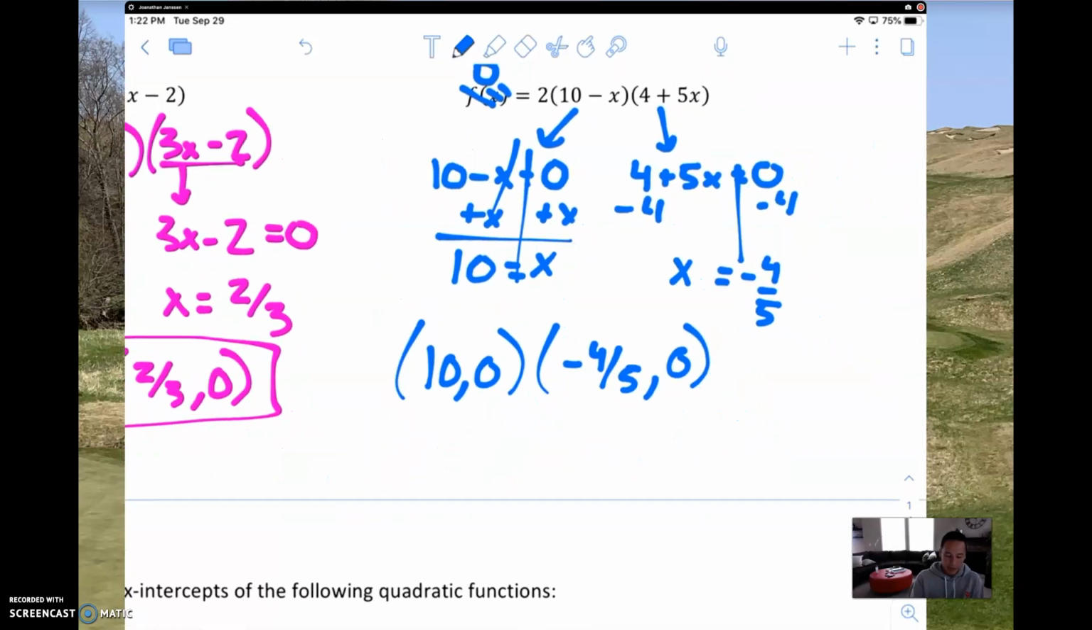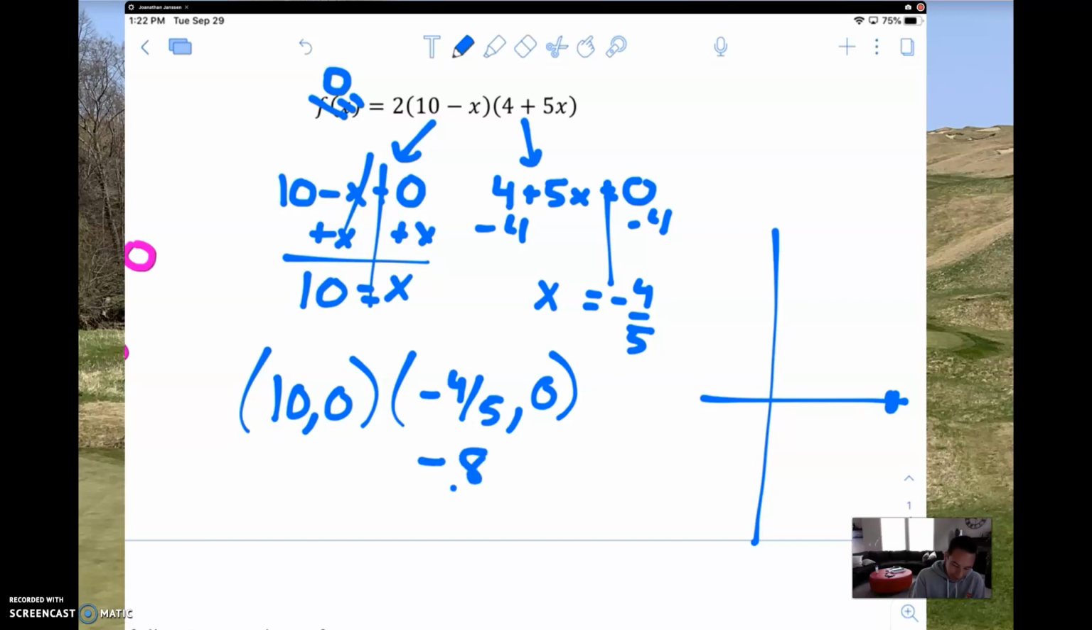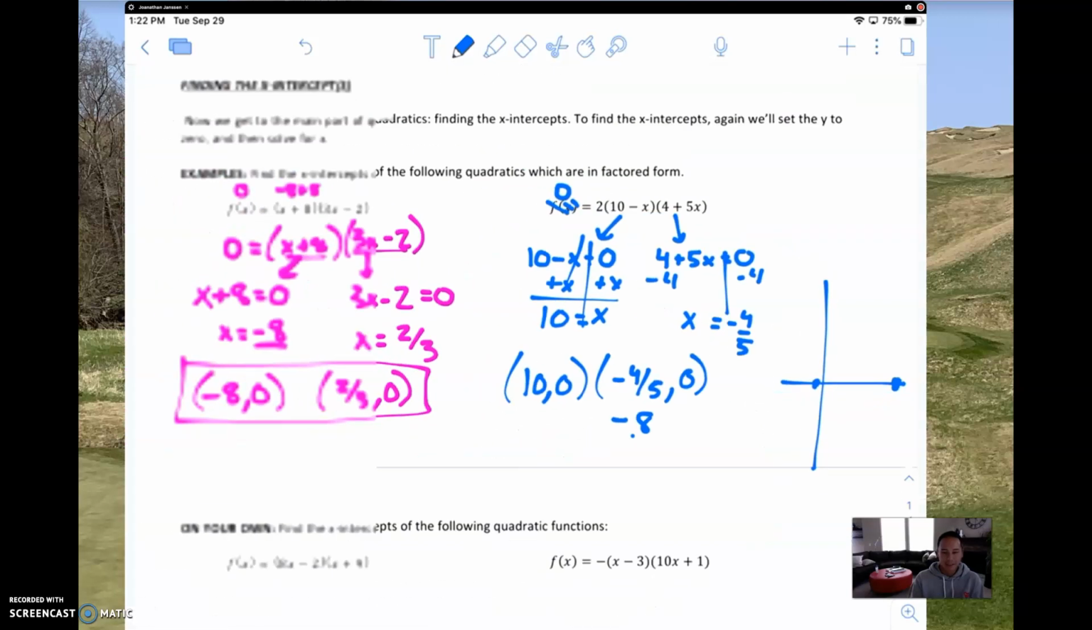So if you were going to graph this, which we will later on, we would have x-intercepts way, way, way out at 10, pretend that's 10, and then this is like a -0.8. It would be at -0.8, not quite at -1, but somewhere down there. And we'll be able to find some other key points later. We can figure out if it opens up or down. We can figure out what the y-intercept is pretty easily. So those are the two points that we found, those two x-intercepts.